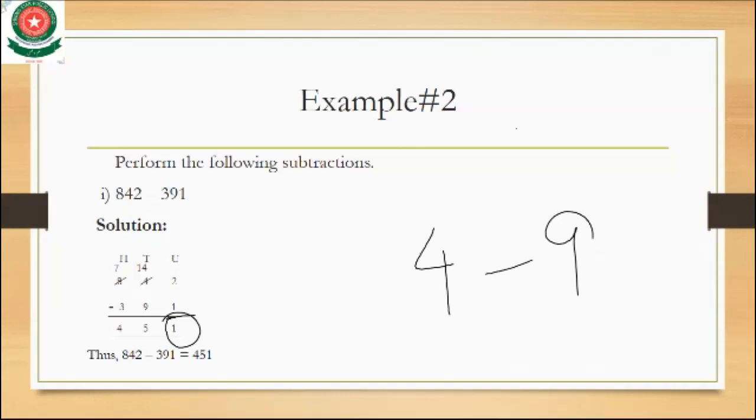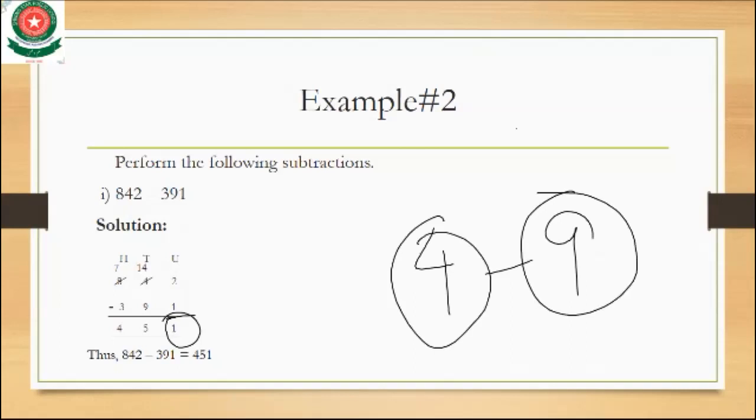So how can we solve it? We go to the next digit, 8, and reduce it by one. We can write it as 7. When we reduce 8 by one number to 7, a carry of 1 comes here. When the carry comes, 4 makes 14. Okay, we can subtract it.